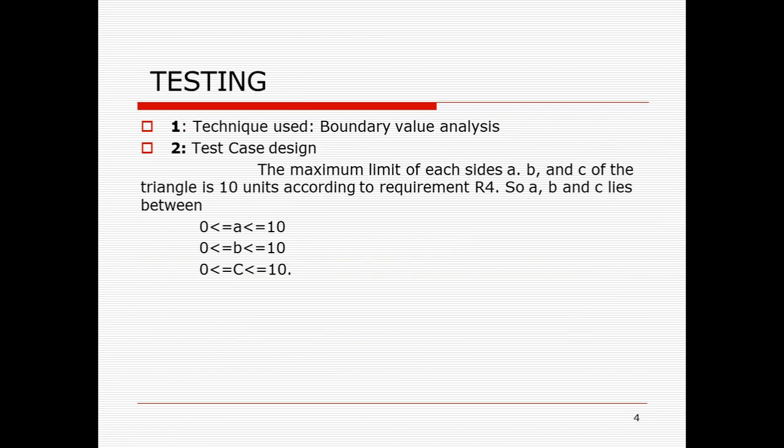So testing is done using boundary value analysis. The technique uses boundary value analysis, and the boundary is in the range of 0 and 10. So anything below 0 is one class, greater than 10 is another class, and in between 0 and 10 is another class, which is the valid class.